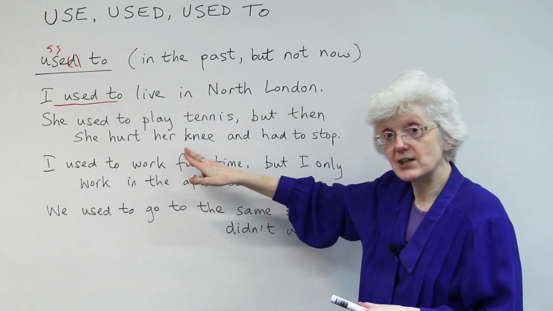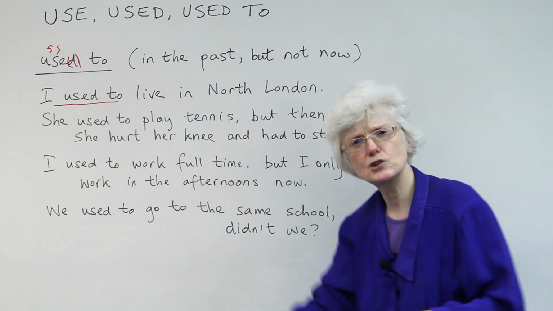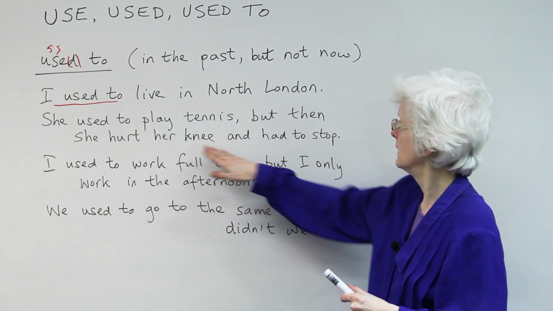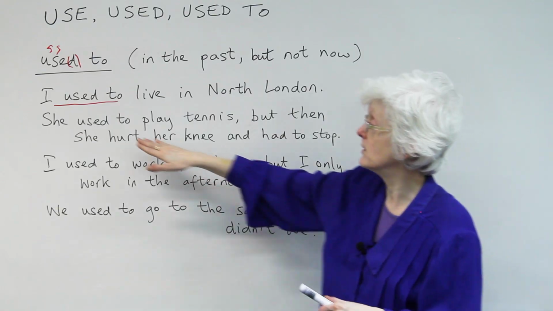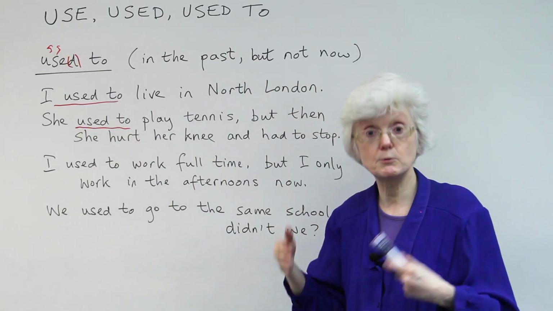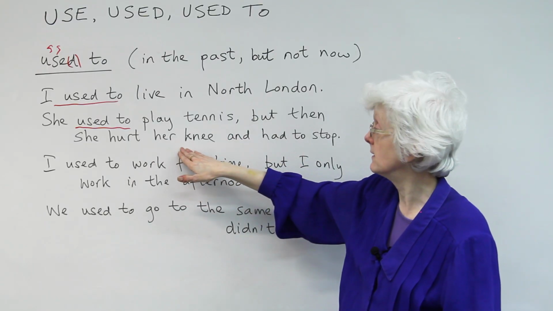She used to play tennis, but then she hurt her knee. She had an injury. Something happened to hurt her knee, and she had to stop playing tennis. She used to play. At one time she played tennis, but not now because she hurt her knee. Okay?